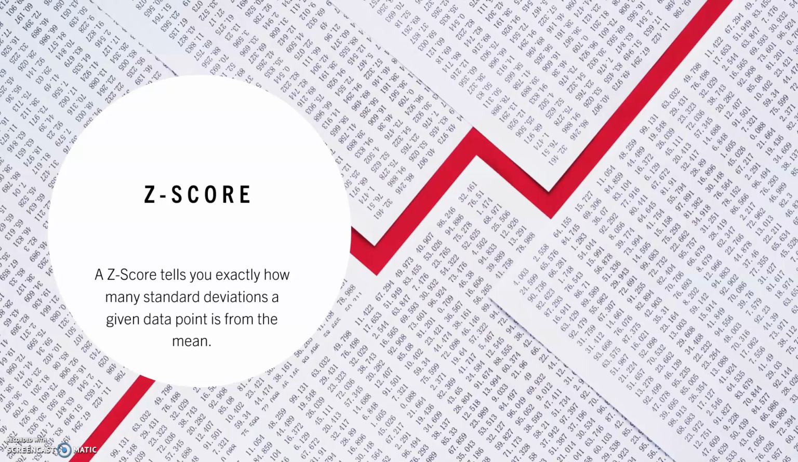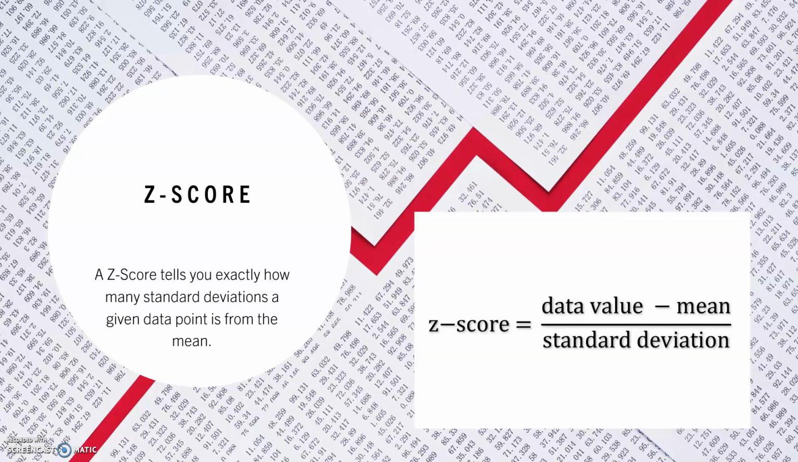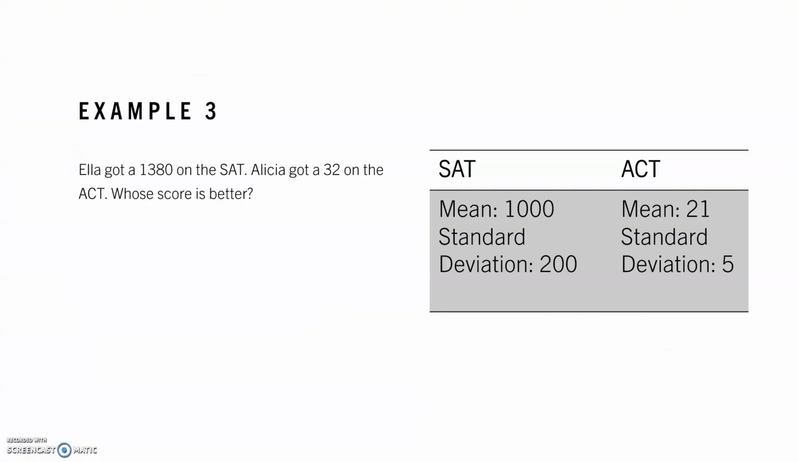Z-score is a way of measuring how many standard deviations a data point is from the mean. So the Z-score tells you how far off your data are from the actual mean value. To find the Z-score, you subtract your data value minus the mean, and then you divide by the standard deviation. So the mean and the standard deviation depend on your data set, and then your data value depends on which value you're comparing to the data set.